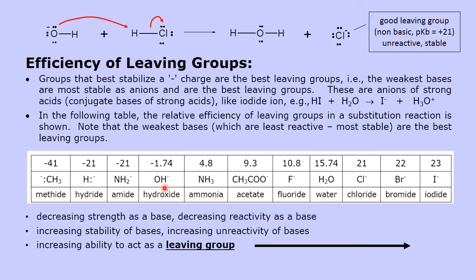In order to, say, drive out hydroxide as a leaving group from a reaction, you would probably have to heat that reaction, reflux it for some time to force the hydroxide off. Hydroxide is not a good leaving group because it's a strong base, whereas iodide, bromide, chloride are good leaving groups because they're stable and unreactive when they leave.